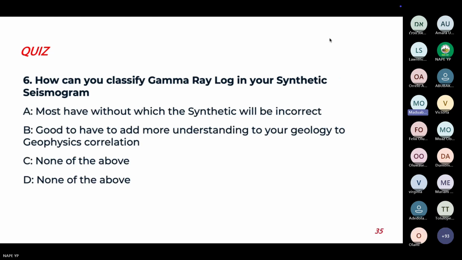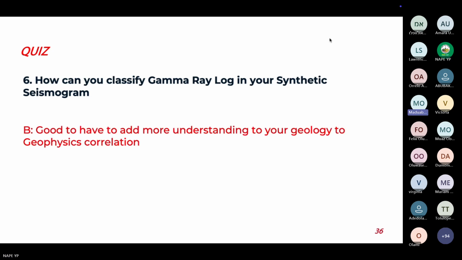Number 6: how can you classify gamma ray log in your synthetic seismogram? I'm very sure Mr. Felix spoke a lot on this. And here's our answer. Our answers are coming up. Good to have, to add more understanding to your geology to geophysics correlation. Next question, 7.